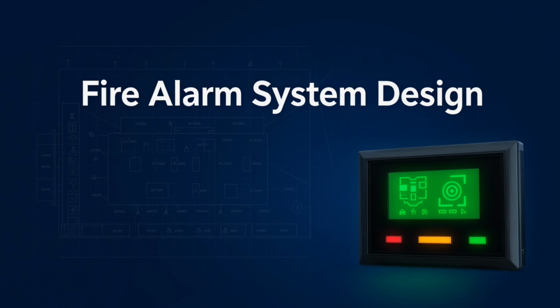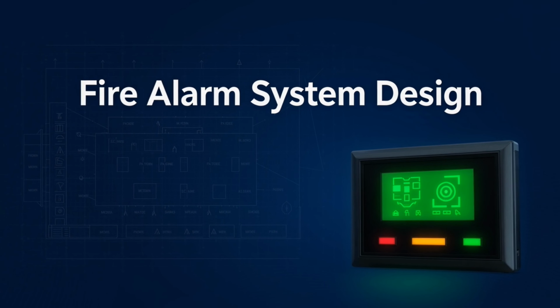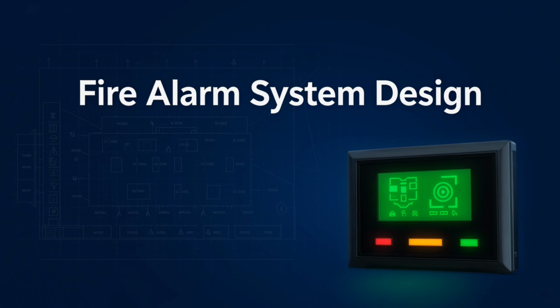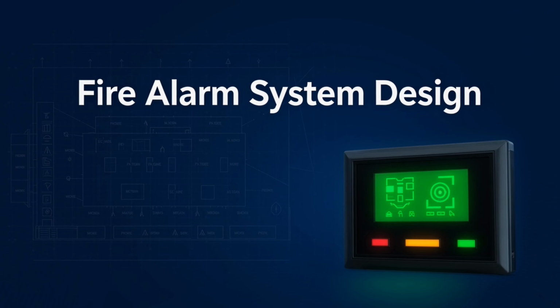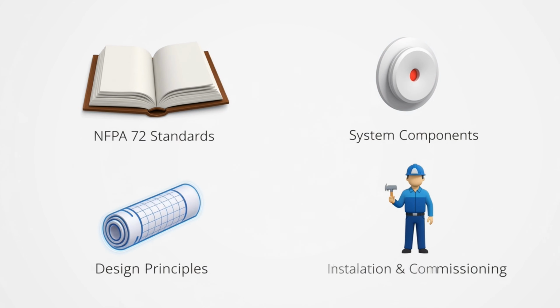Welcome to Mastering Fire Alarm System Design. This comprehensive guide covers the principles, codes, and practices essential for protecting lives and property through effective fire alarm systems. By the end of this training, you will understand key codes like NFPA 72, identify all system components, apply core design principles, and learn the basics of installation and commissioning.